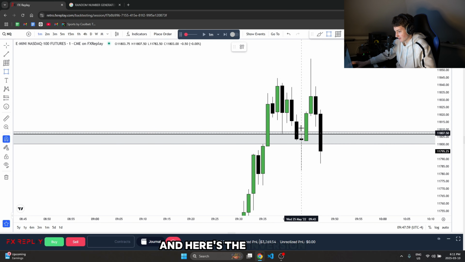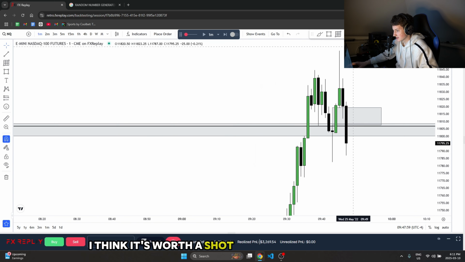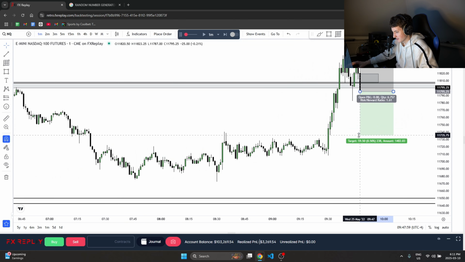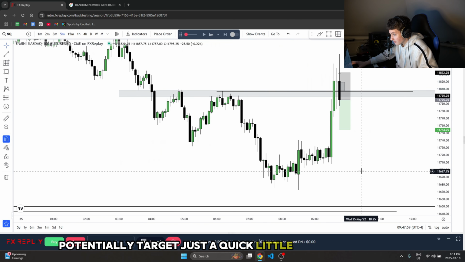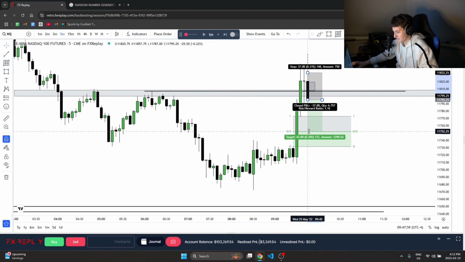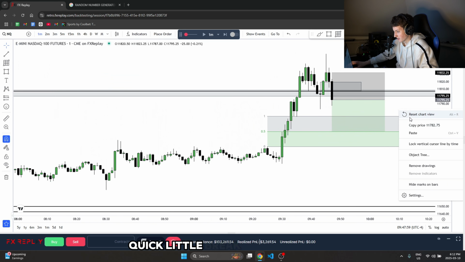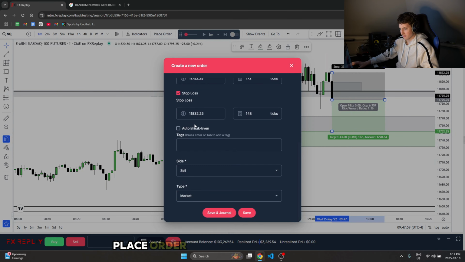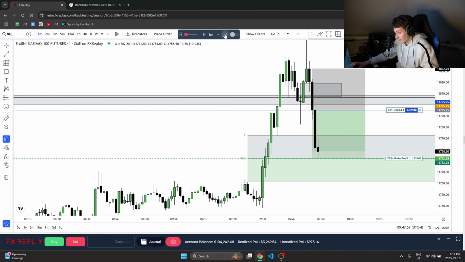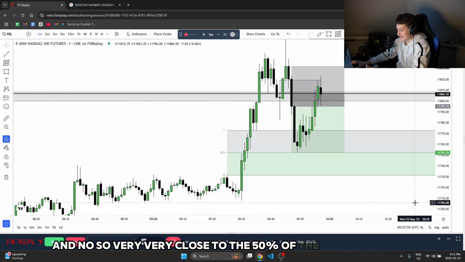And here's the inversion. And we're getting both these inversions at the same time. So I think it's worth a shot to take this to the low. Potentially target just a quick little, probably half of the 5-minute gap. A 1-to-1 there. Quick little break even, copy price, place order, break even, price, boom. It's definitely worth a shot here.